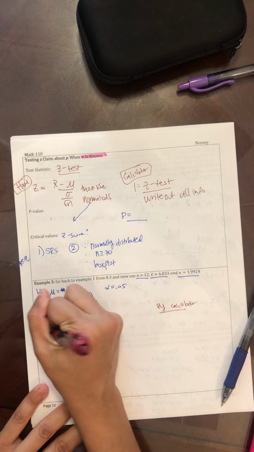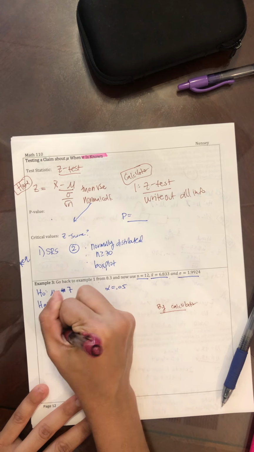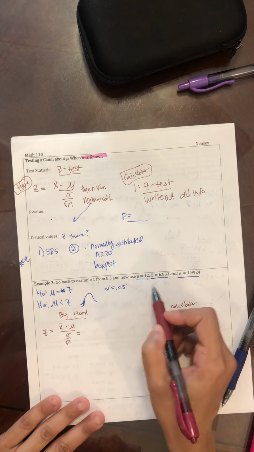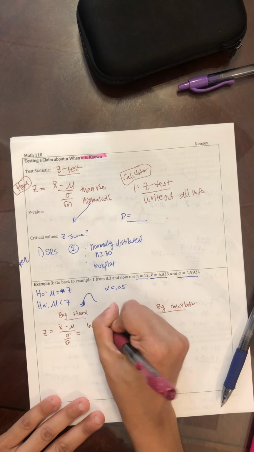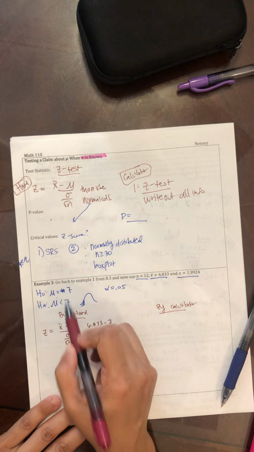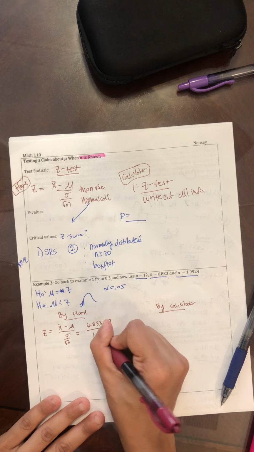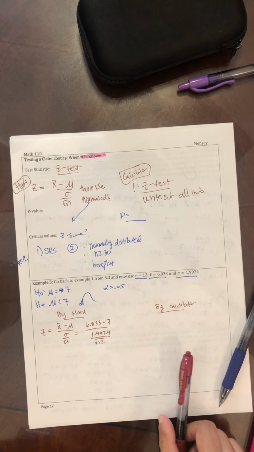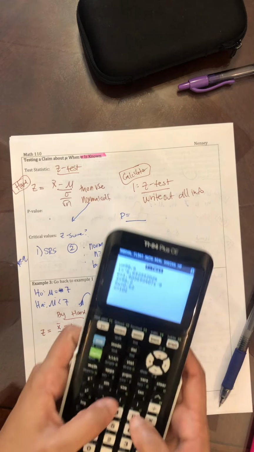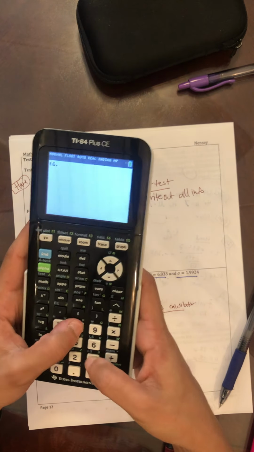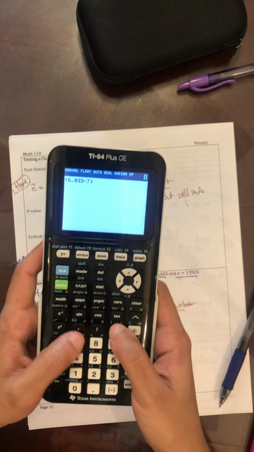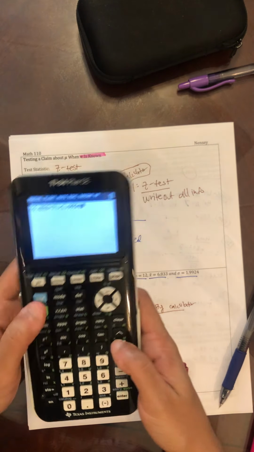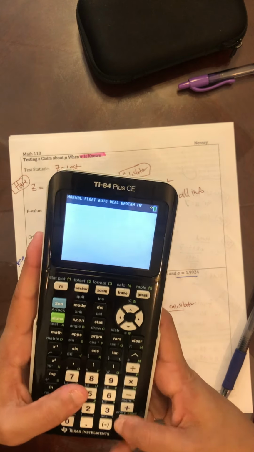Okay, so if we're doing this by hand, we're going to do z equals x bar minus your mean over sigma over the square root of n. So my x bar was 6.833, my mean was 7, and I know that because that's what my Ho and my Ha say, over my sigma, which was 1.9924, over the square root of 12. And you could put 1.992, that's fine as well. So I'm going to go ahead and calculate that. So parentheses, 6.833 minus 7, close my parentheses, divided by 1.9924, divided by the square root of 12.